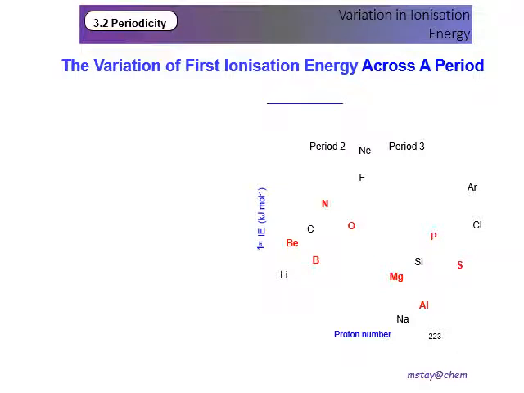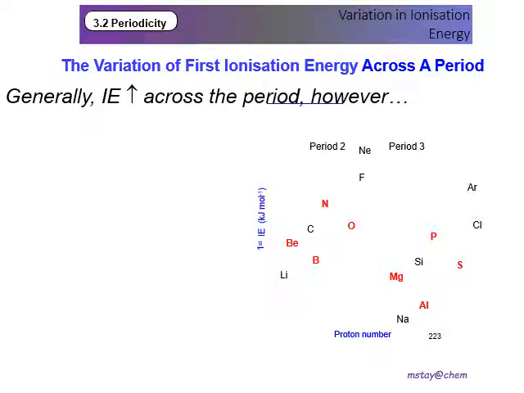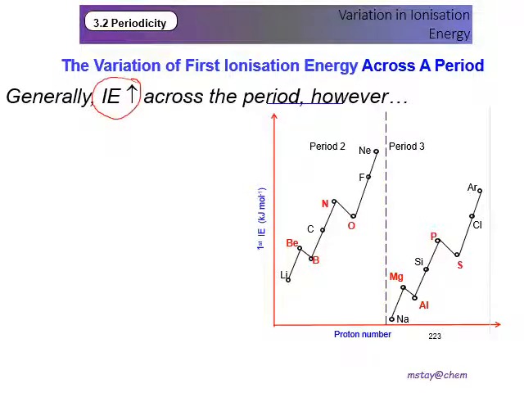Okay, generally we already have the idea that across the period the IE is supposedly increasing. However, when we look at the graph shown here for the elements in period 2 and period 3, yes, the graph is increasing, but it does not increase in a straight line. There are anomalous cases between beryllium and boron, and also nitrogen and oxygen.